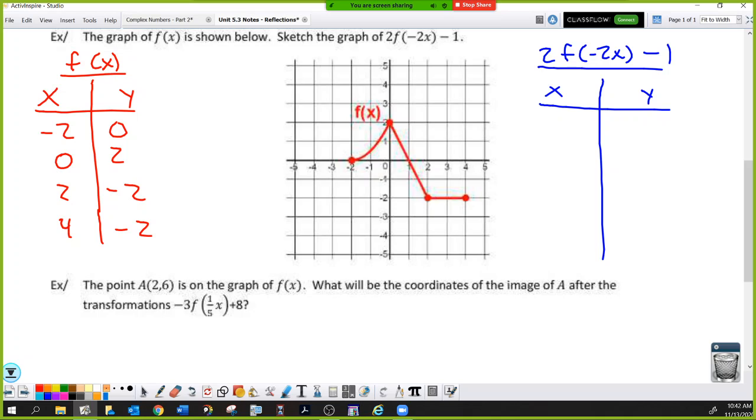Which operation has to happen first? Multiplication, because of PEMDAS, right? So for my y values, I'm literally going to double them and subtract 1. So 0 doubled minus 1, 2 doubled minus 1, negative 2 doubled minus 1, be careful, it's negative 5, and 0 stays the same. There you go. I didn't know what those y values are going to be. I needed the point tree. I needed it.